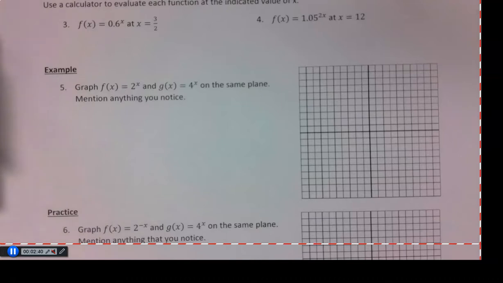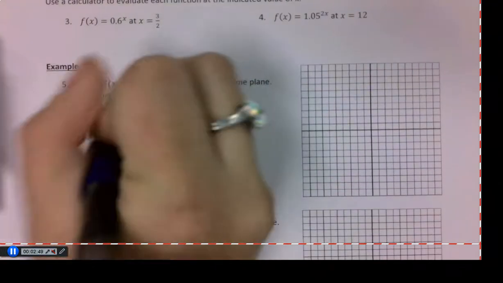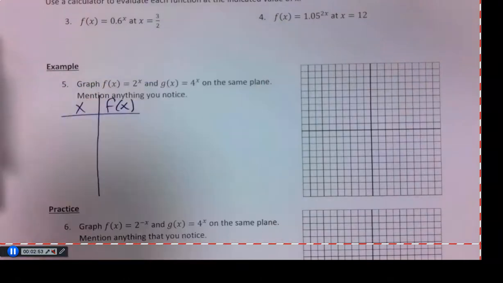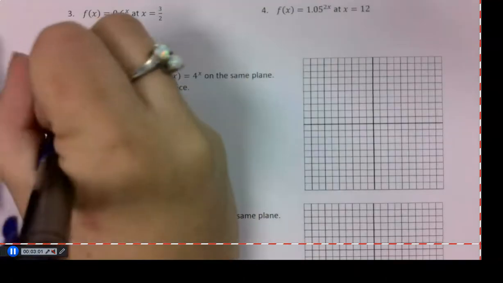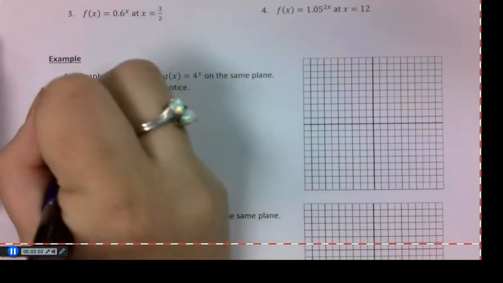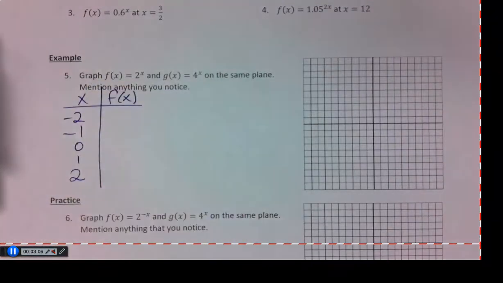Okay, so number 5 wants me to graph these two functions and then mention anything I notice about them. So I'm going to start off by making a table of values. I'm going to have x values and then what I get out for f of x. And then I am going to pick some negative numbers and some positive numbers.